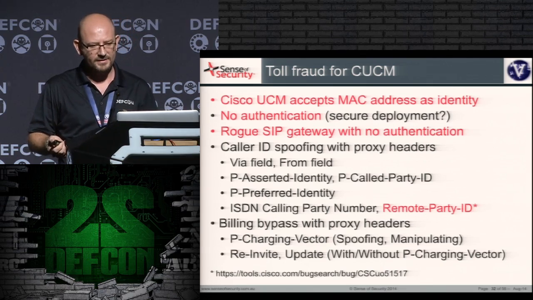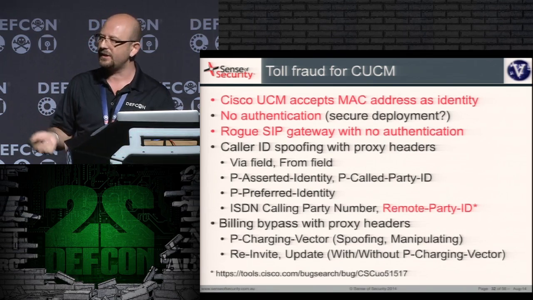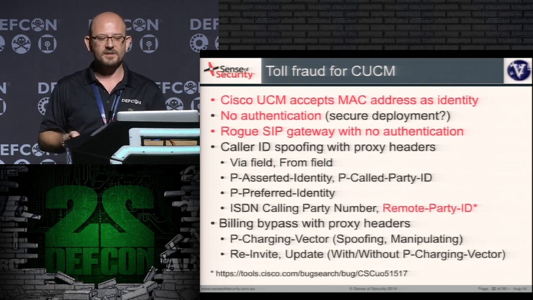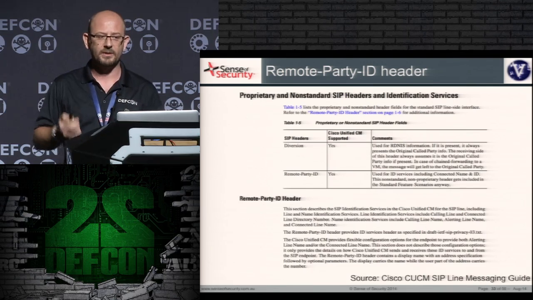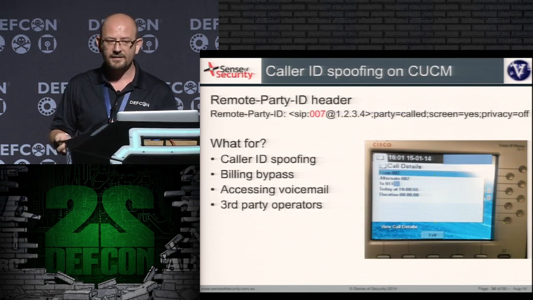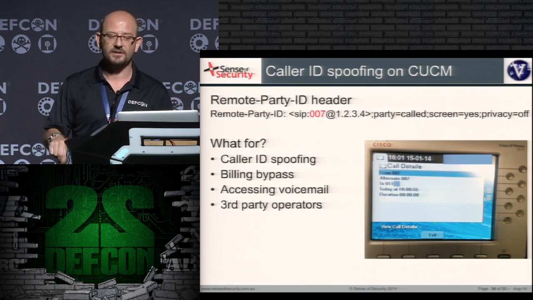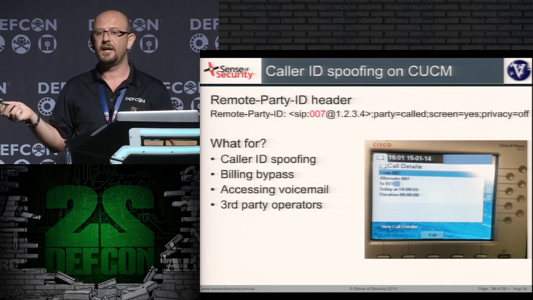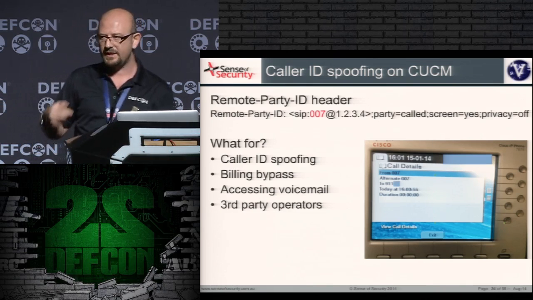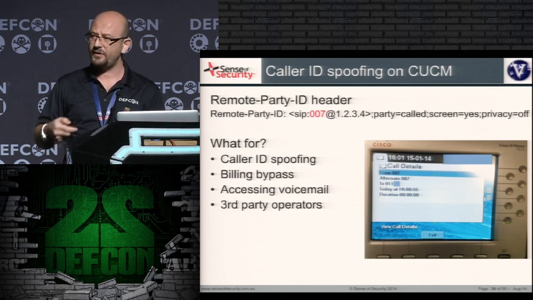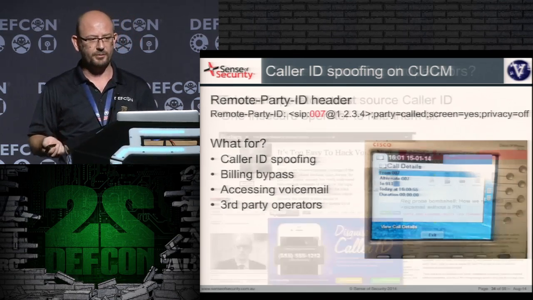We can use custom headers. We can add specific headers. Here's the thing. Remote party ID is a very generic header, and Cisco accepts remote party ID because it is a well-known SIP header and it is a kind of compatibility issue. So, if we add a basic remote party ID in our current authenticated connection, Cisco will accept remote party ID as an identity. So, it will be recorded and we can call everywhere with a fake identity. Caller ID spoofing, yes, it bypasses the billing features. Furthermore, we can access voicemail and third-party operators.